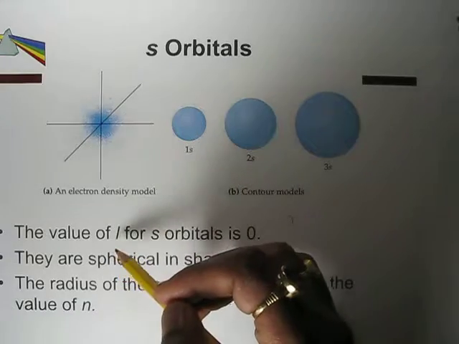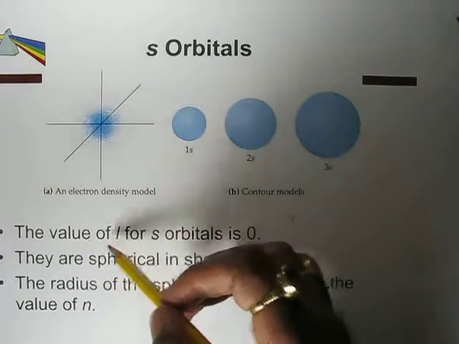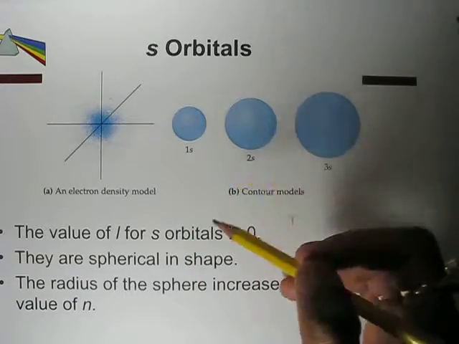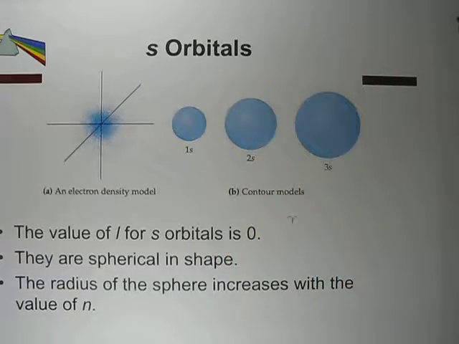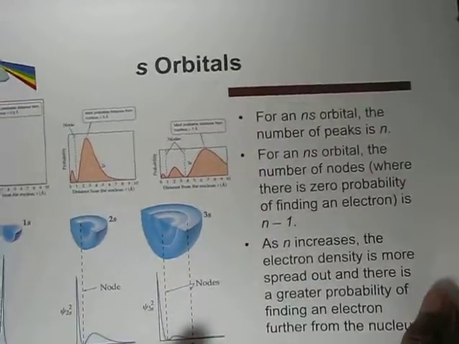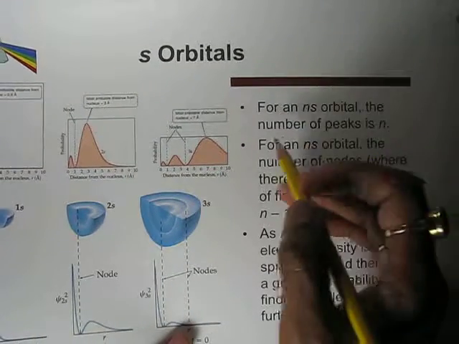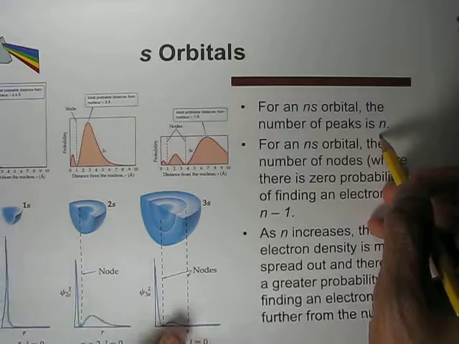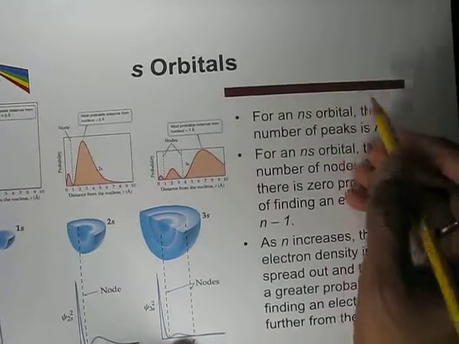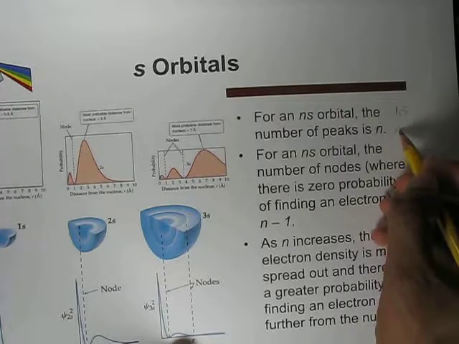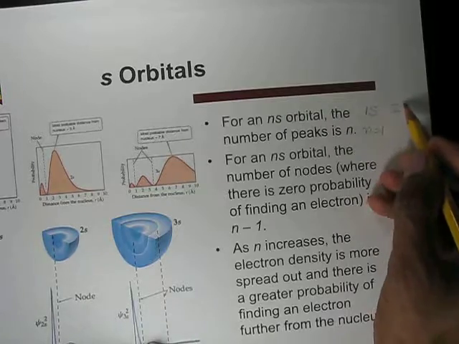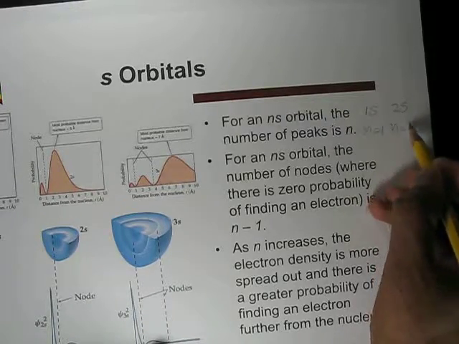These angular momentum quantum number, small l, describes the shape of the orbital, and s orbital is spherical in shape. So let's see a little bit more about the s orbital. For an ns orbital, the number of peaks is n. Suppose this is the 1s orbital, so the number of peaks will be 1. For 2s, the number of peaks will be 2.